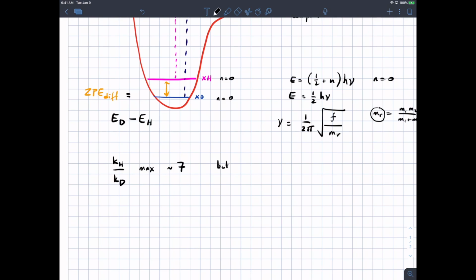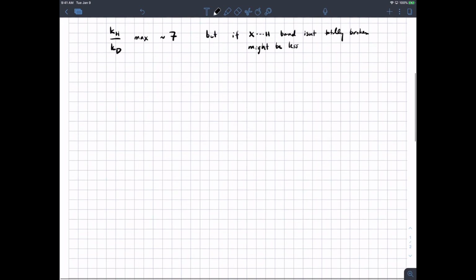But if the XH bond isn't totally broken, it might be less. And it actually gets more complicated than that. I've had to learn a lot of PChem that I didn't know about vibrational modes, which I had to read through twice, and it was really kind of annoying. But I thought I'd present the problem to you so you could understand what we're thinking about.